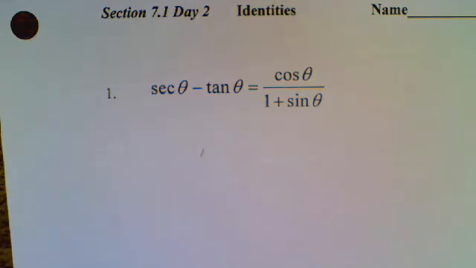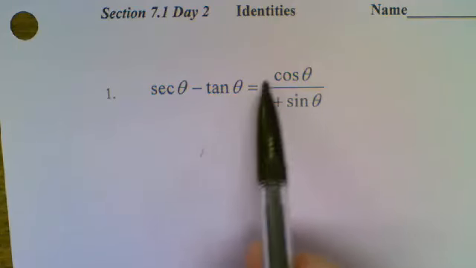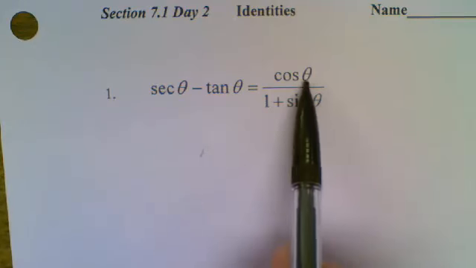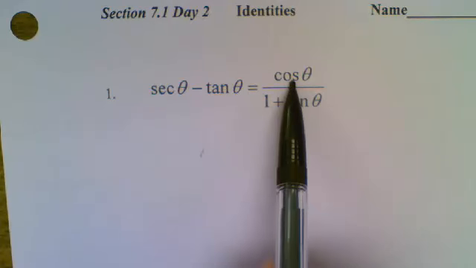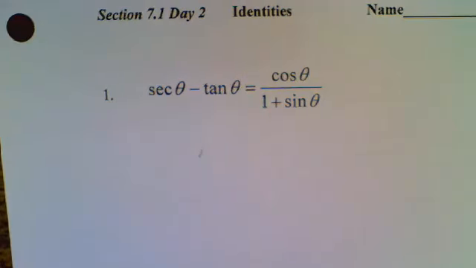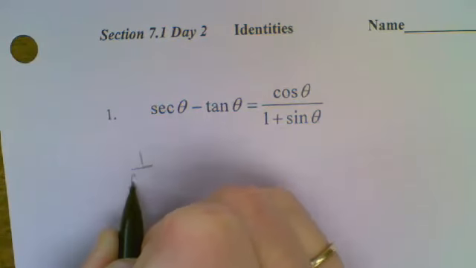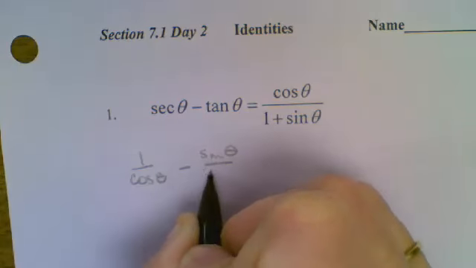Okay, worksheet 2. Looking at number 1 for the trig identities, I would look at this and say this side looks like it's more complicated because it's a fraction, but I really can't do anything because it's already in terms of sine and cosine, so I definitely would start with the left side. Write it in terms of cosine and sine, so that'd be 1 over cosine. This would be sine over cosine, so that part was easy.